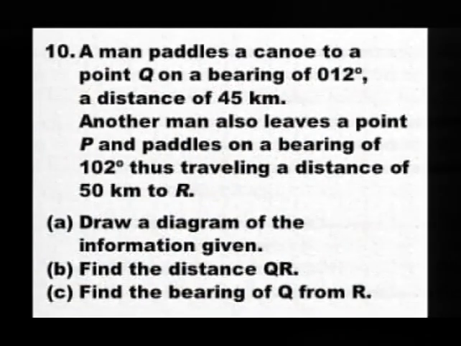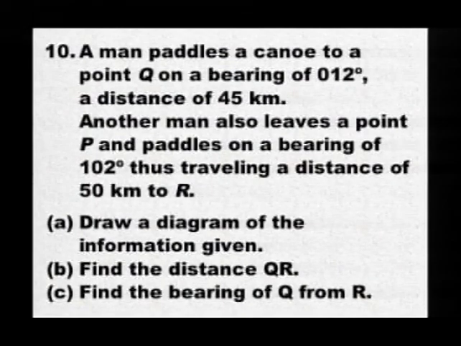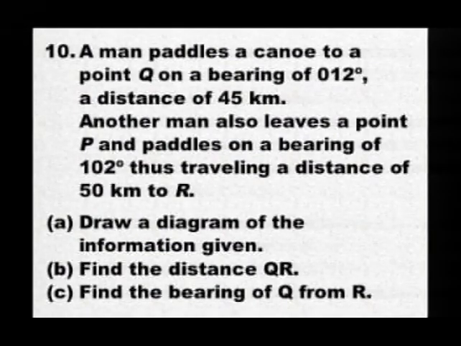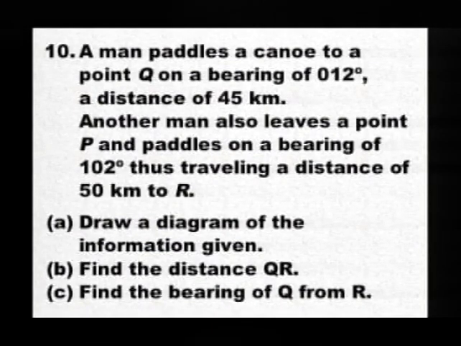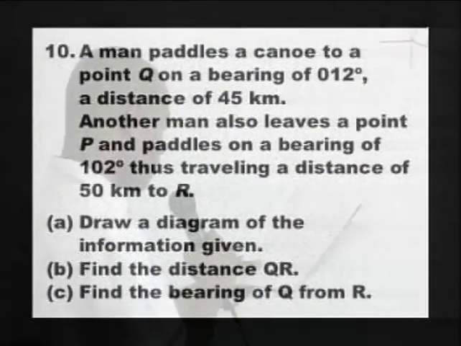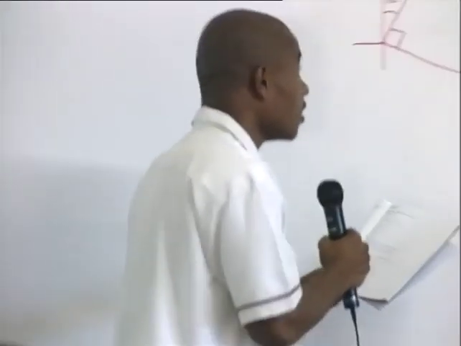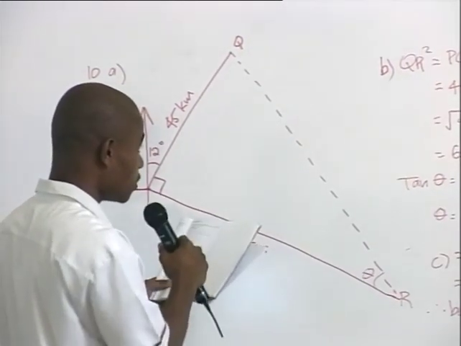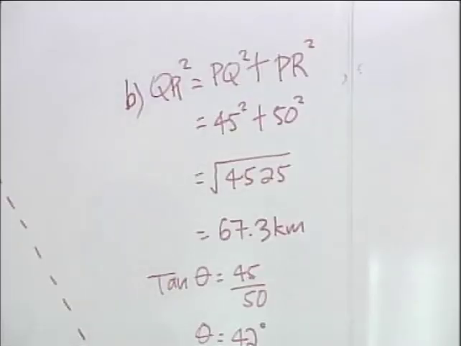Question 10 reads, a man paddles a canoe from a point P to a point Q on a bearing of 12 degrees, a distance of 45 kilometers. Another man also leaves the point P and paddles on a bearing of 102 degrees, thus traveling a distance of 50 kilometers to R. A. Draw a diagram to illustrate the given information, which I have drawn, because PR should be longer than PQ. B. Find the distance QR. To find the distance QR, you find the square root of PQ squared plus PR squared, which is 4,525. The square root of that is 67.3 kilometers.